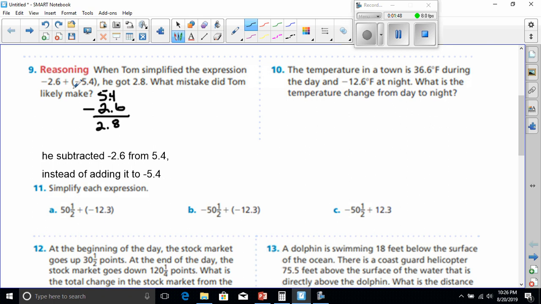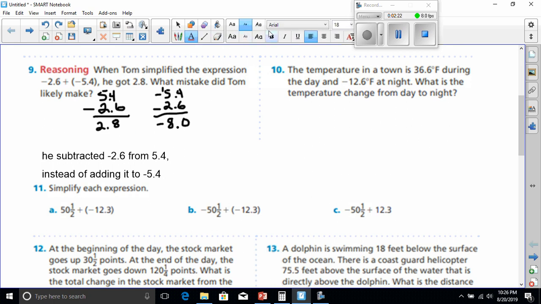And that's what gave him 2.8. What he should have realized is since 5.4 is negative, he had to go ahead and combine these numbers. So he should have had negative 5.4 combining with negative 2.6, and he would have seen that should have gave him negative 8. Okay, so what did he do wrong?